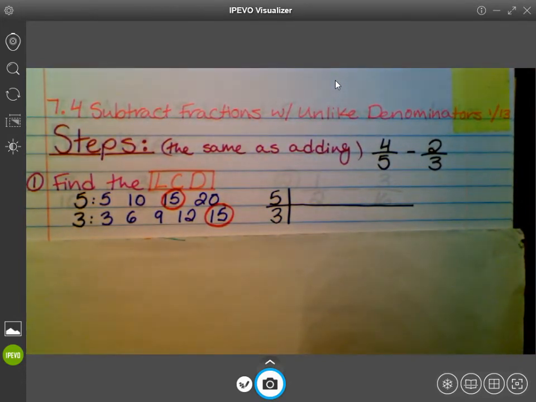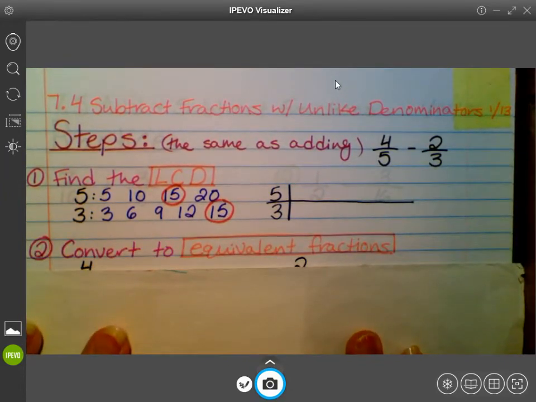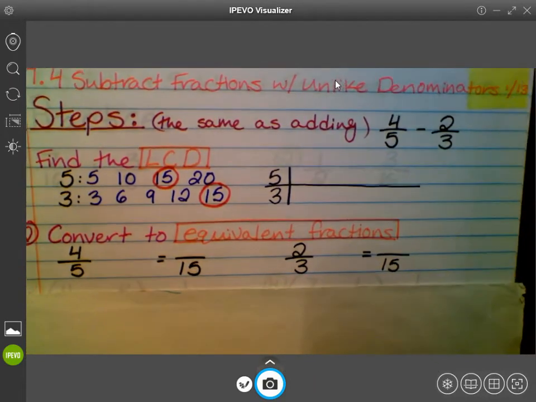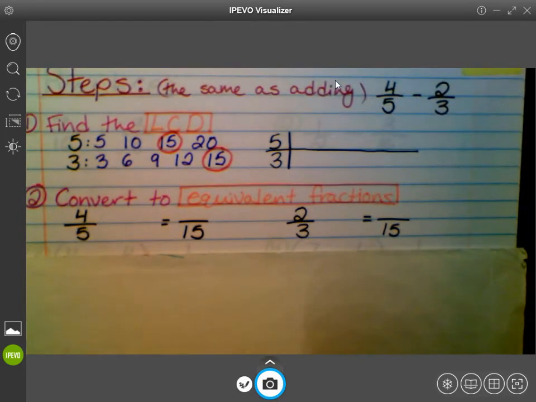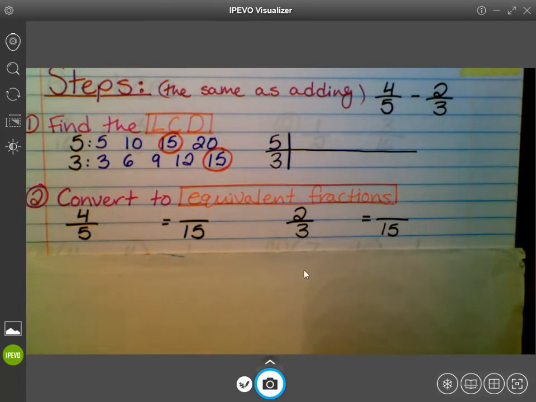Awesome. So then, just like yesterday, our second step is to convert them to equivalent fractions. Go ahead, get this written down, and then I want you to convert our two fractions to those equivalent fractions with the new denominator of 15. Once you are done with that, give me a thumbs up.